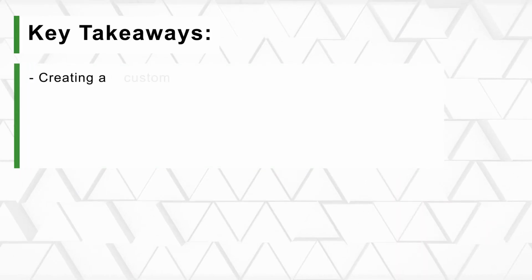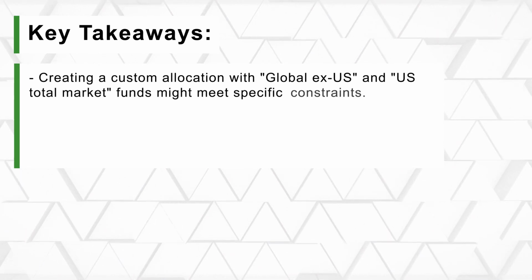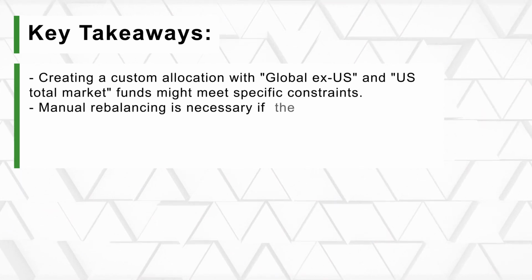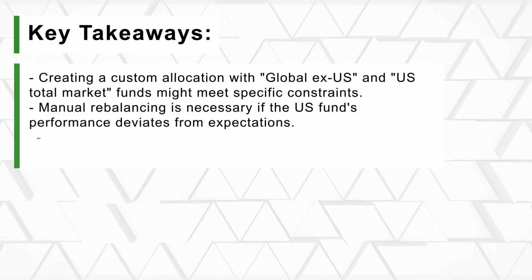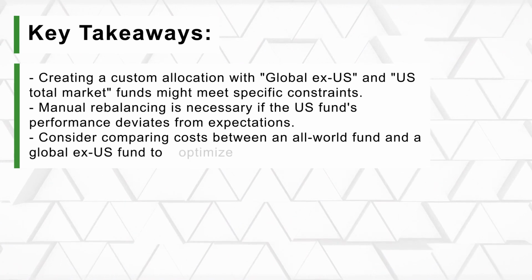In this answer, someone suggests creating a custom allocation with global ex-US and US total market funds to meet specific constraints. They note that manual rebalancing may be needed if the US fund underperforms and advise comparing costs to optimize expenses.